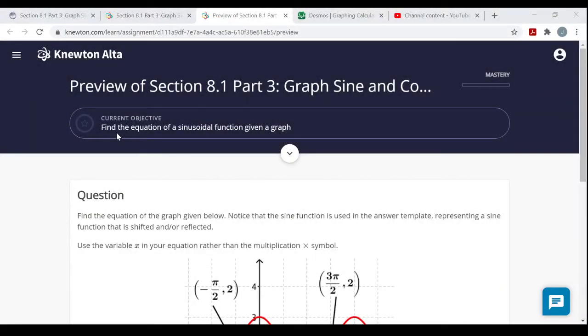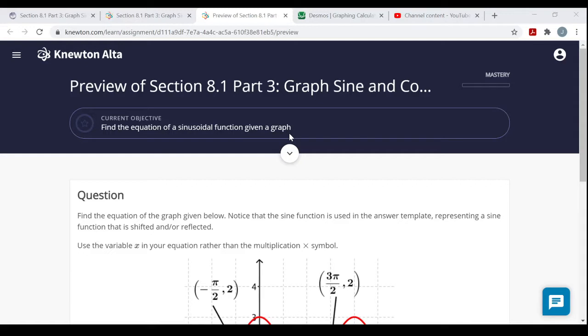All right, so here it is. The first objective, there are two of them. One is find the equation of a sinusoidal function, a sine or a cosine function, given a graph. And then the other one is the other way around. The other objective is, if you're given an equation, can you draw the graph? And I've done the graphing in section 8.1 part 2's video.